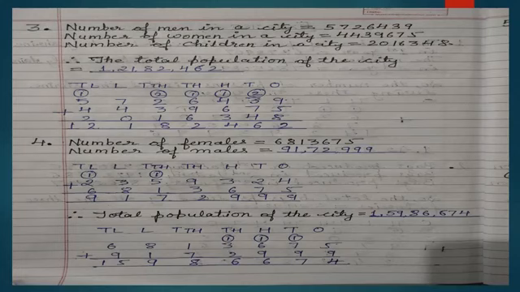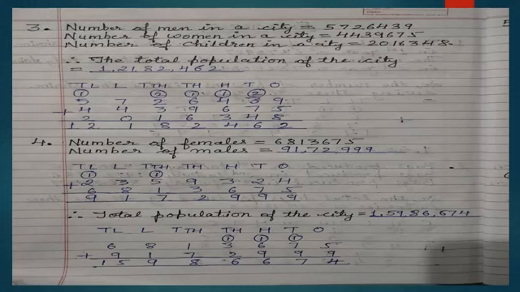Now question number 3 is, in a city there are 57 lakh 26,439 men, then 44 lakh 39,675 women, and 20 lakh 16,348 children. What is the total population of the city?